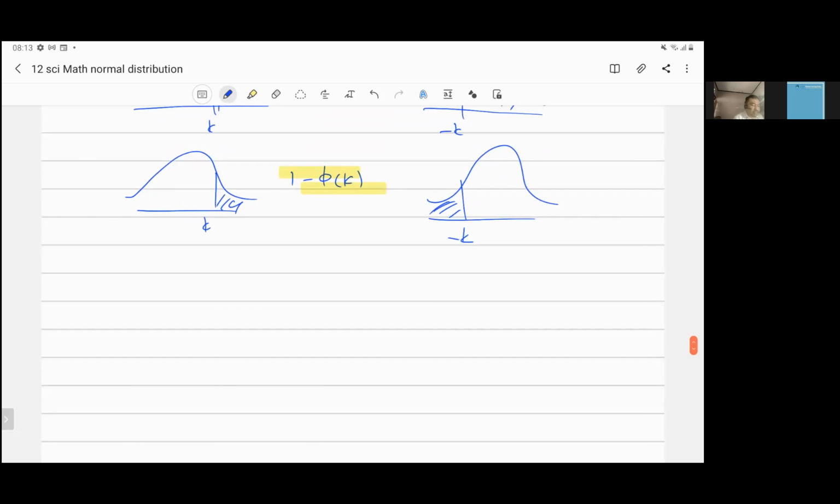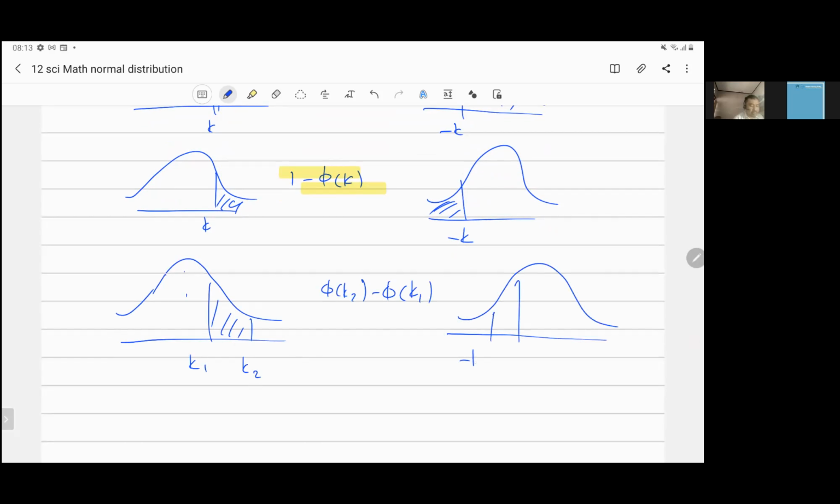If we have two bounds here, between k1 and k2, that's going to be phi of k2 minus phi of k1. Negative k2, negative k1 as well. So this formula works for two cases: when both of them are positive, between two positive values, or between two negative values.